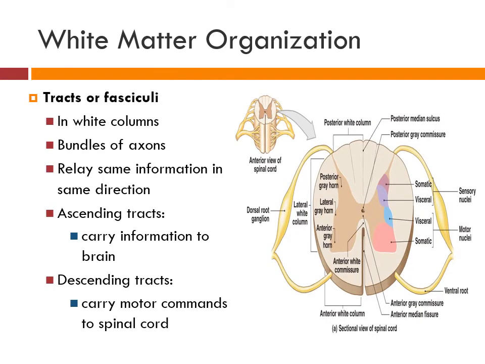So tracks, that's what I said, in the white columns, they're bundles of axons that relay the same information in the same direction. Pain and temperature run together and they run in the same direction, going up toward the brain so that you can experience pain and temperature sensations. Ascending tracks are carrying information to the brain, so that's sensory information. And descending tracks are carrying motor commands from the brain to the spinal cord and then out to the spinal nerves.